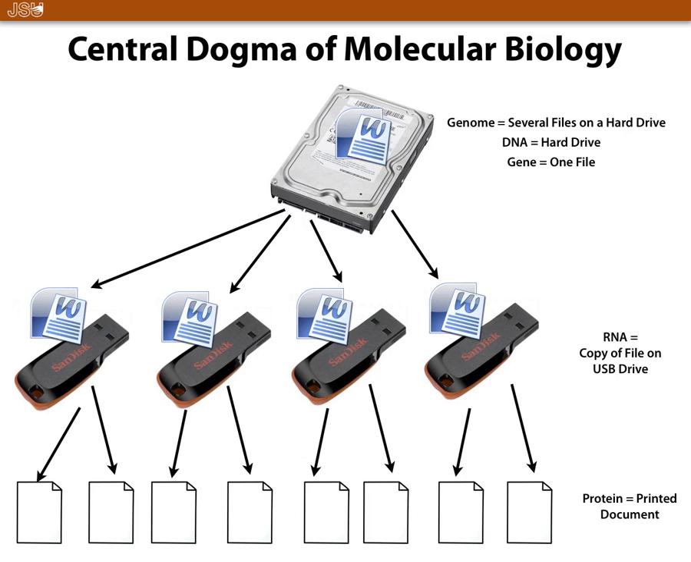Okay. Those thumb drives can then go and make protein. That's like the printed document. Now that printed document, traced back, originates from the document on the hard drive. But the protein was not made directly from that. It was made from a copy. Okay? Central dogma of molecular biology. DNA to RNA, which is the hard drive to the thumb drives, RNA to protein, the thumb drive to the printed copy. Okay.